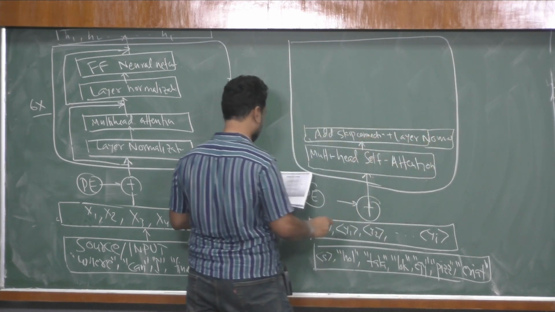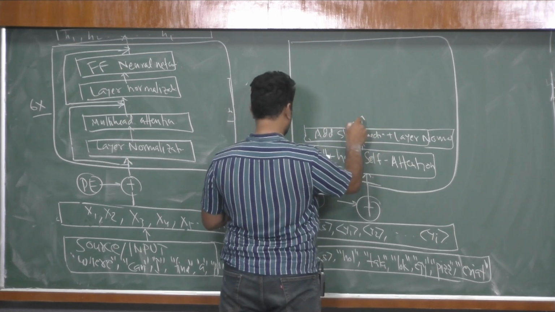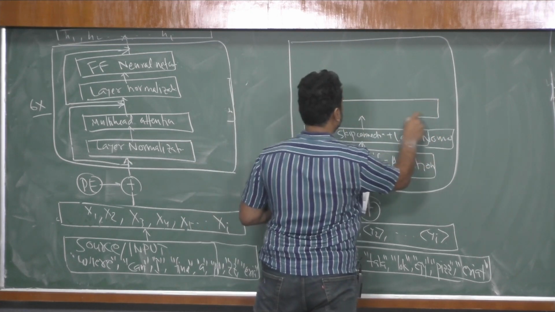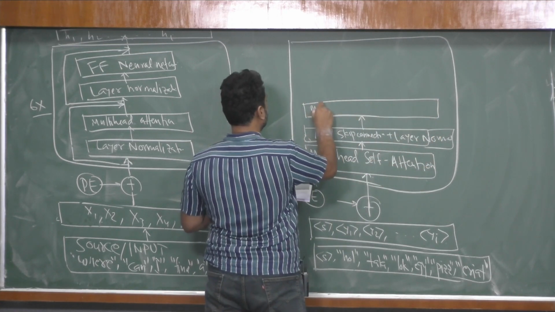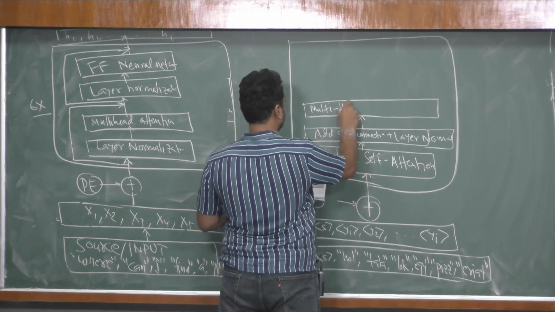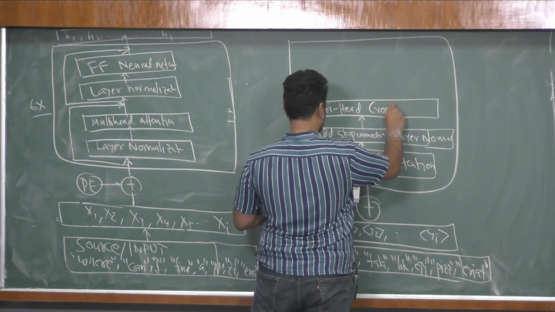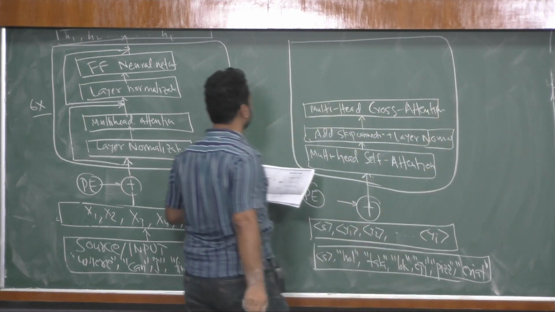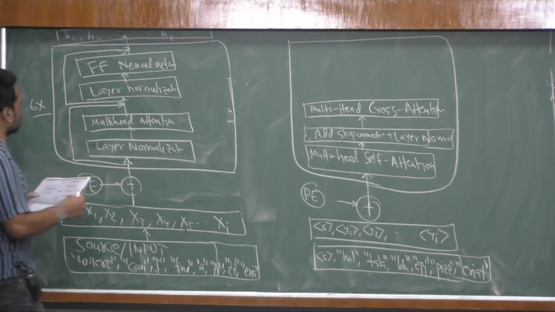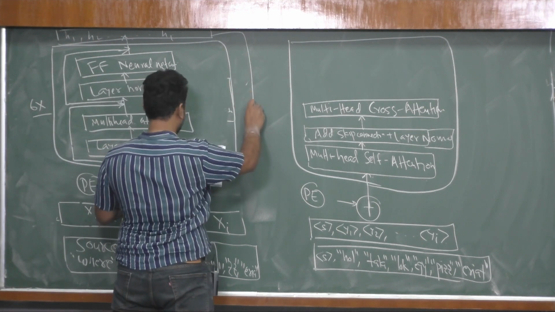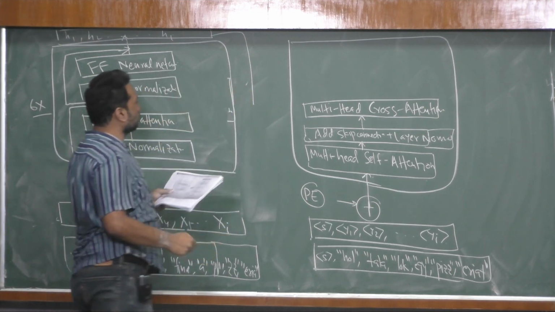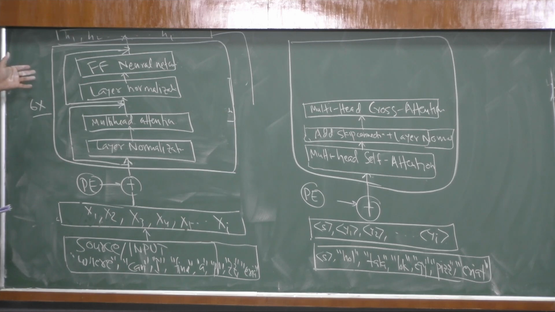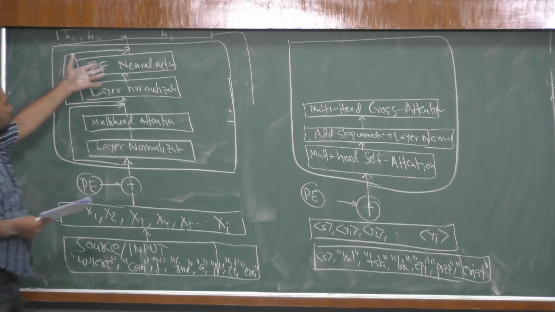So add skip connection plus layer normalization, and then we have multi-head. This is also a change here, multi-head cross attention. So this is where the output from the encoder is used. So this is the encoder that you have, and these encoder outputs are arranged in a way that they have the keys, queries, and values that we have.